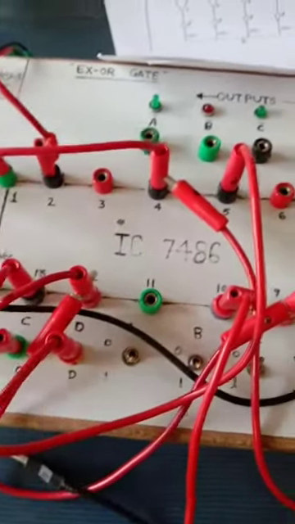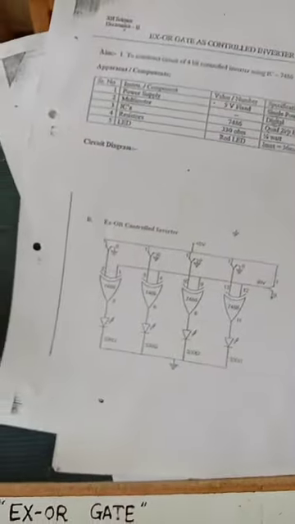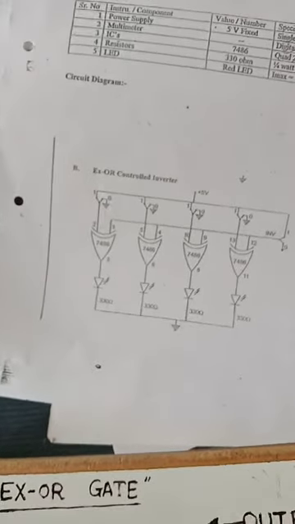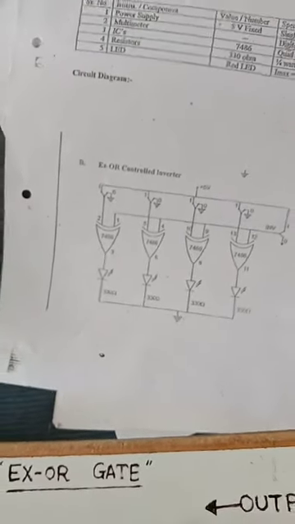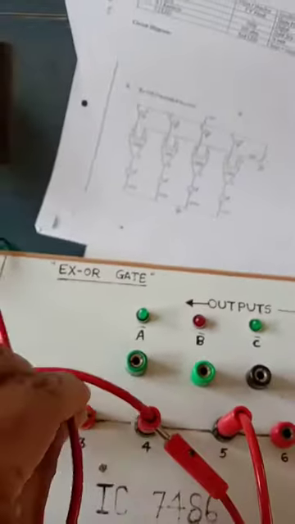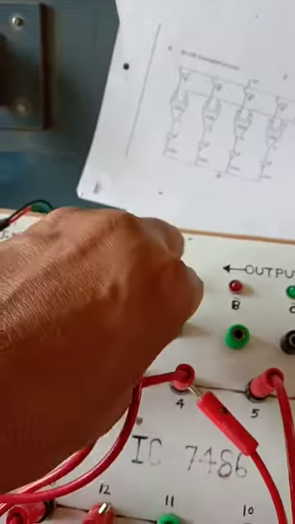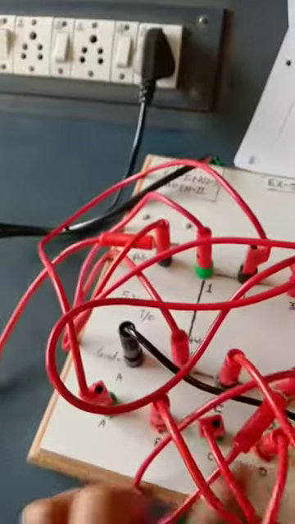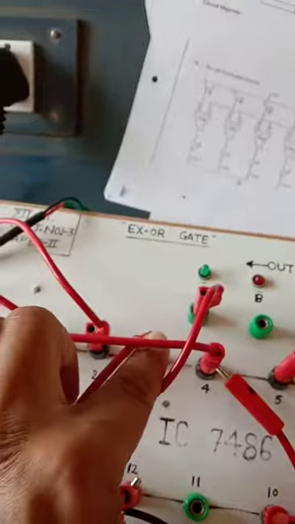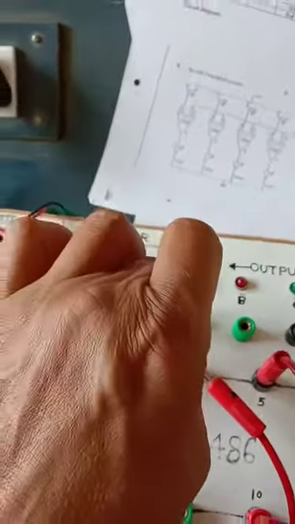Then see here, what are the output pins? Pin number 3 is output A bar. Pin number 3 is the output of the first XOR gate. These are inputs and these are outputs. So pin number 3 is the A bar output.